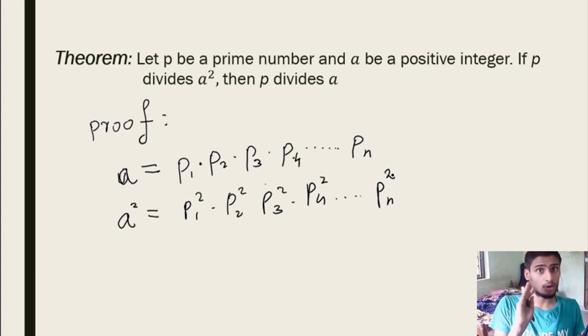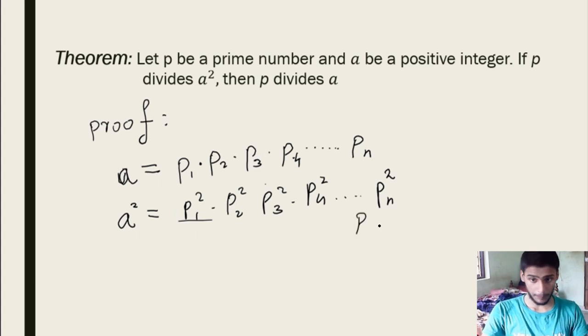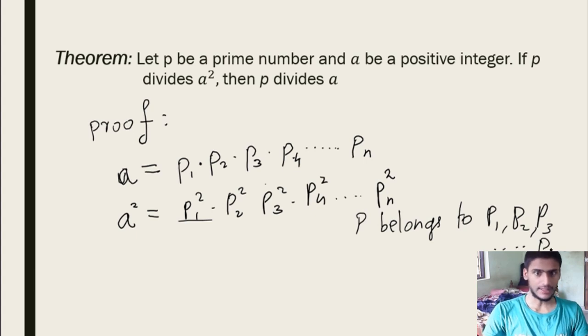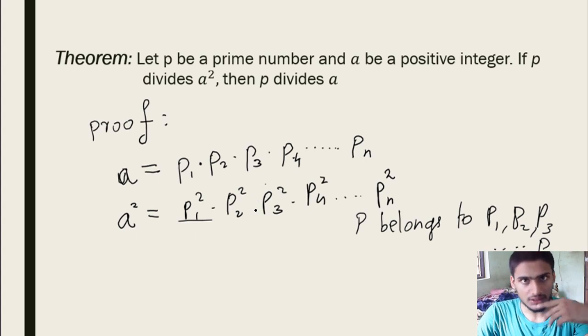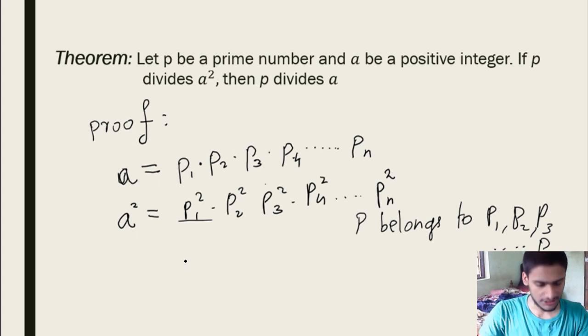Now we already know from the theorem we are trying to prove that p divides a square. That is, p is one of these prime numbers, since they are the only factors of a square. So p is either p1, or p2, or p3, and so on; p belongs to p1, p2, p3, up to pn. That is, p is one among the prime factors of a square. Naturally, they are all prime factors of a as well. So p has to be a prime factor of a. Simple as that.